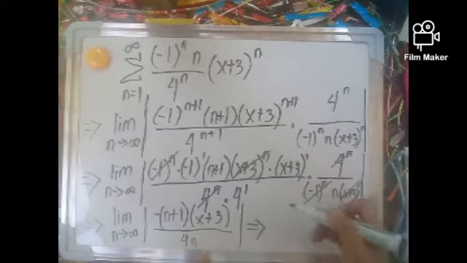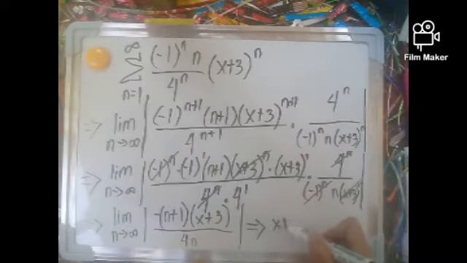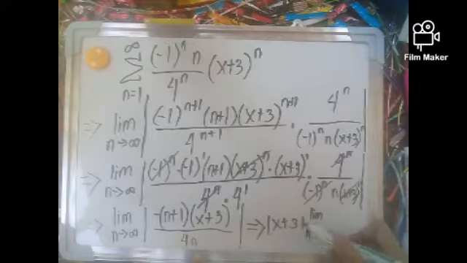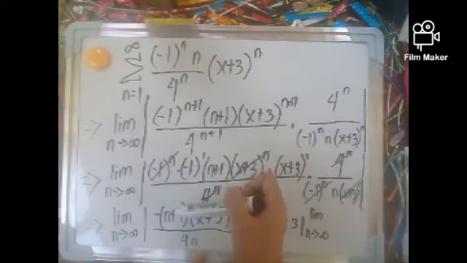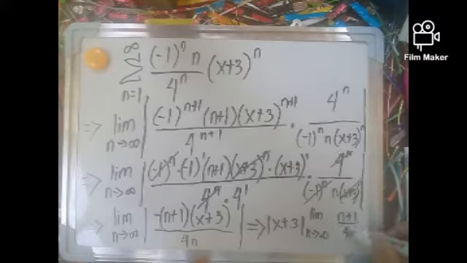As what we always do, ilalabas natin tong x plus 3 doon. So, the absolute value of x plus 3 as the limit of n approaches infinity of, since kukunin natin yung absolute value ng negative n plus 1 over 4n, magiging positive na siya. N plus 1 over 4 times n.